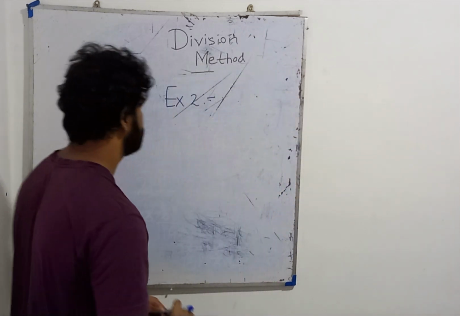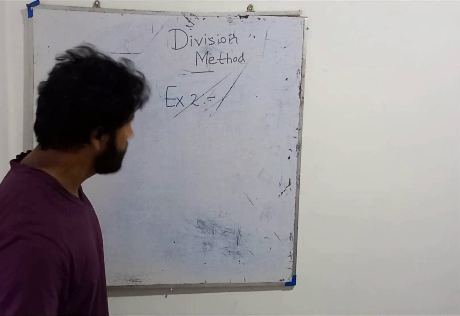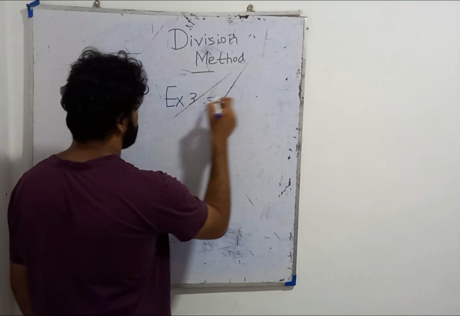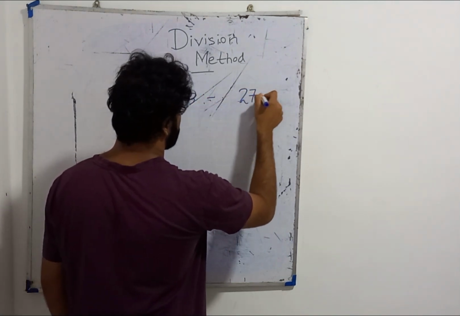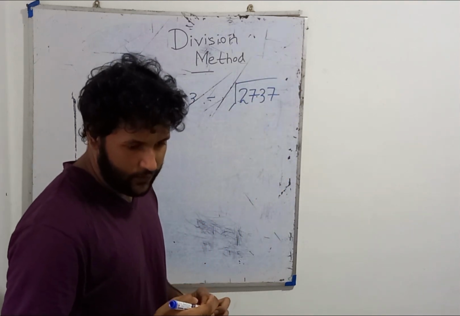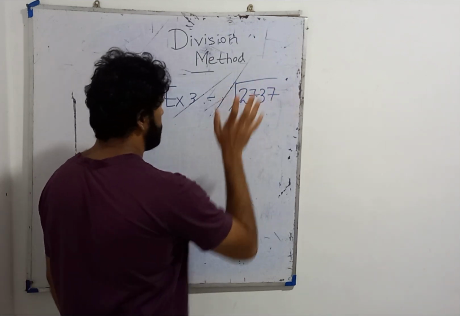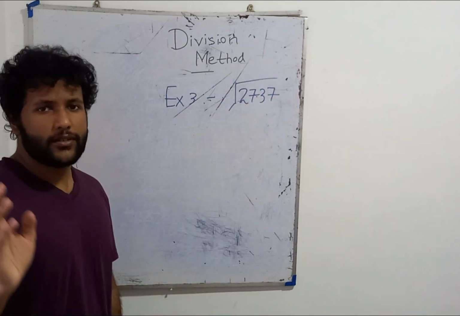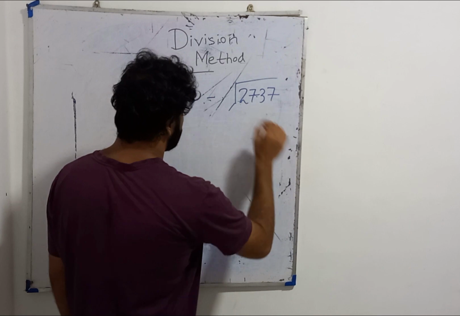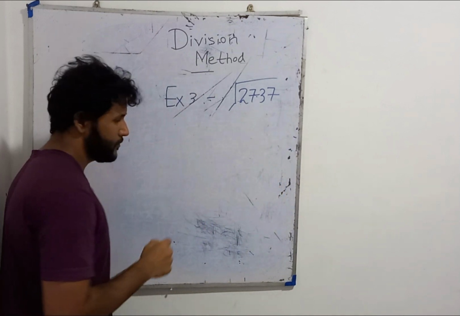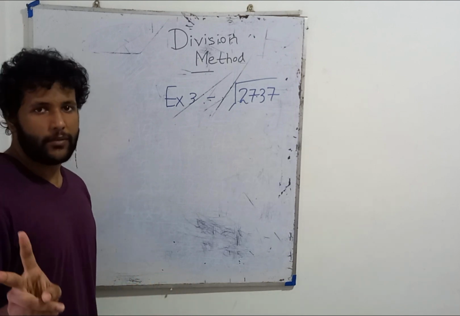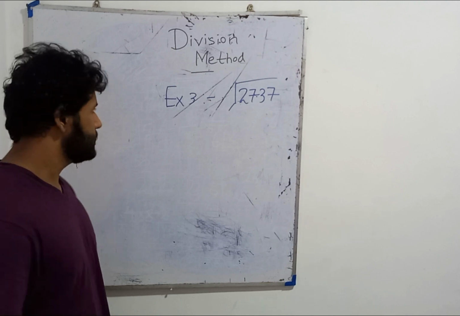Example number 3. The square root of 2737. We have to find the root of 2737 accurate to 2 decimal places. Okay, if you need to find the accuracy to 2 decimal places, then you have to get the square root value to 3 decimal places, and then you can approximate that to 2 decimal places. So I hope you can understand what I'm telling.